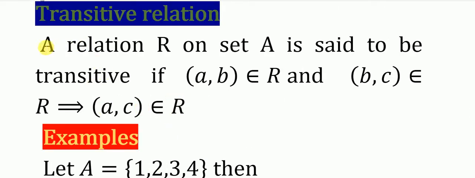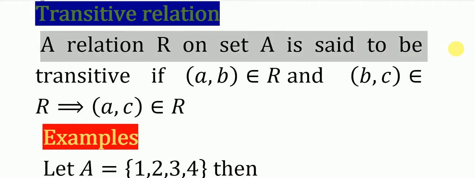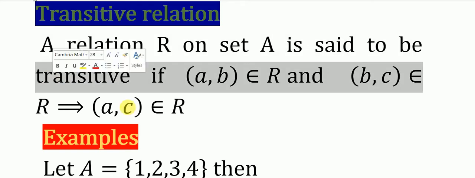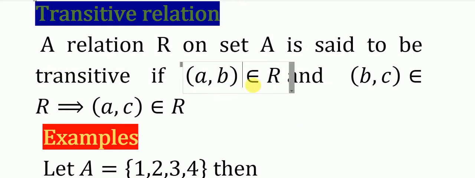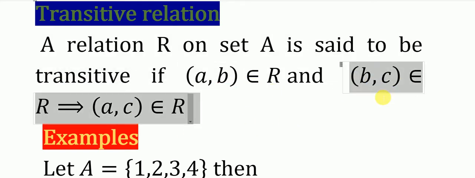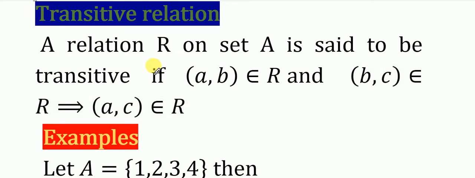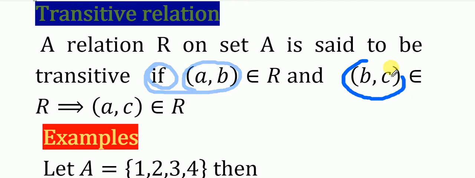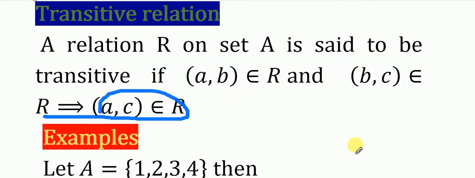A relation R on the set A is said to be a transitive relation if ordered pairs (a, b) belong to R and (b, c) belong to R implies (a, c) belongs to R. So we have to note this condition: if A is related to B and B is related to C, then A must be related to C. So we will see the example.